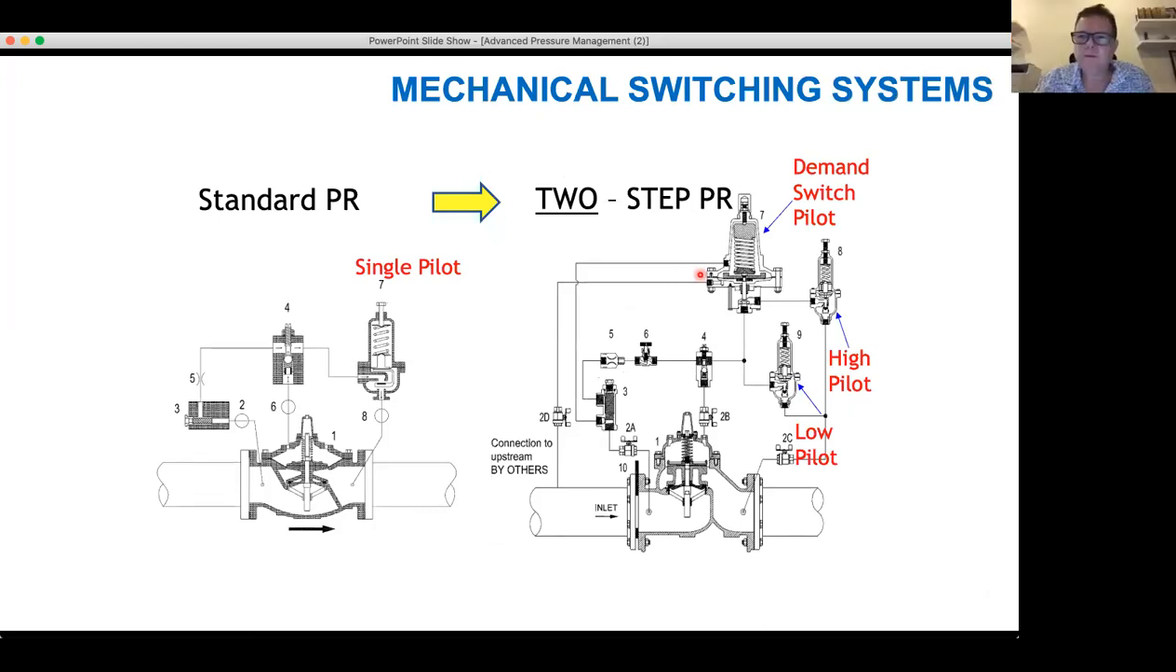So that switching system from high to low pressure is using a timer system which is battery powered, so it's fairly reliable. But there are some manufacturers that have come up with a mechanical way of switching between the high and the low pressure.